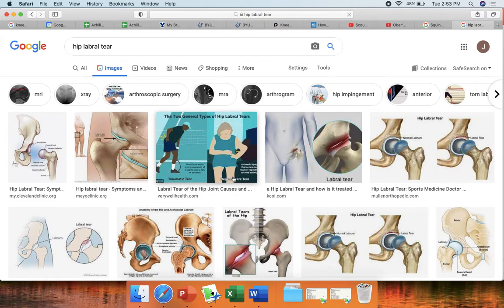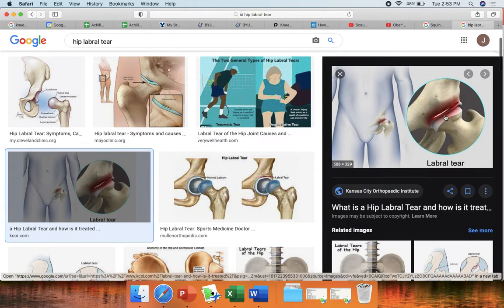Here, if I go to these images, so if we look here, that labral tear, so when we do this scour test, what we're doing is we're hoping to reproduce symptoms, kind of similar to a meniscus, where you're looking to see if you can find some clicking or some popping or some pain in those extreme ranges of motion as you push that femoral head into that acetabulum.